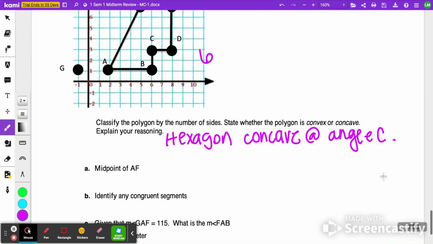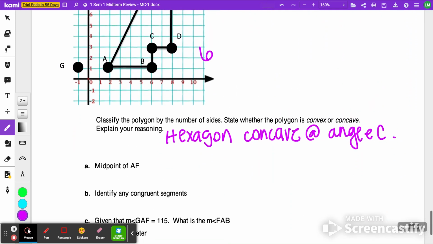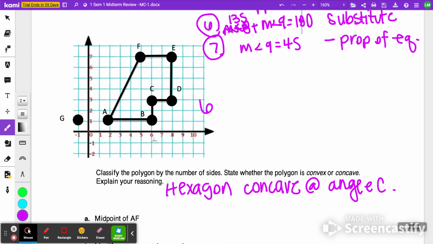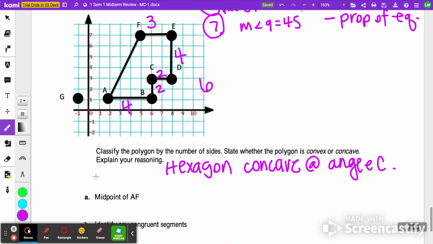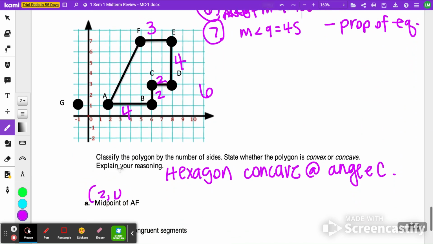Okay. Now what we're going to do is find the midpoints of the following items, and it's eventually going to ask us the perimeter. So what I'm going to do is fill out the rest of these. A to B is 4, B to C is 2, C to D is 2, D to E is 4, F to E is 3, and I don't know the length of A to F. I do know that A is at 2, 1, and F is at 5, 7.